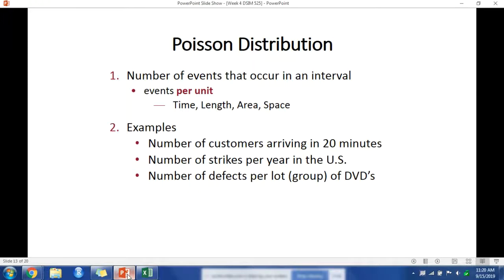Here are a couple of examples, but this distribution is most widely used in simulation and queuing problems. Like the number of arrivals to a cashier per hour would be a Poisson distribution, or a bank teller is a really common problem that uses the Poisson distribution.